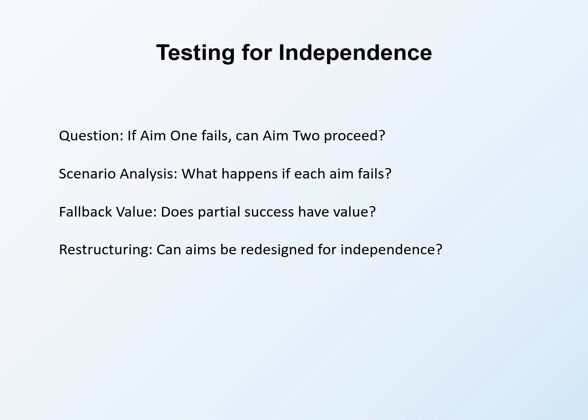Scenario analysis considers what happens if each aim fails. For each aim, imagine failure. Does the project still produce value, or does everything collapse? Fallback value asks whether partial success has value. Even if not all aims succeed, is there knowledge or outcomes produced? Some success should remain possible. Restructuring asks whether aims can be redesigned for independence. Sometimes modest restructuring transforms interdependent aims into independent ones. The same work, structured differently, reduces risk.